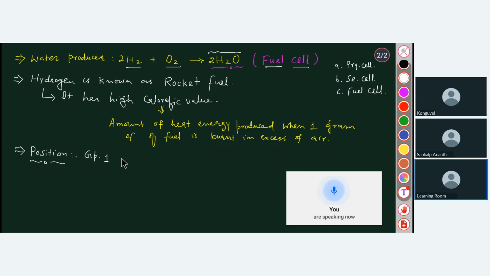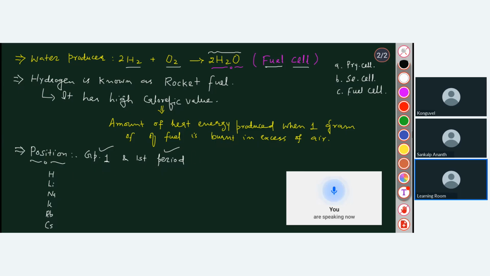And in which period is it? Period one, sir. Yes, so that means group first and first period. For example, first is hydrogen, then we have the alkali metals, that is lithium, sodium, potassium, rubidium, cesium. So you have to remember that in the modern or long form of the periodic table, it is just there in group first and in the first period.